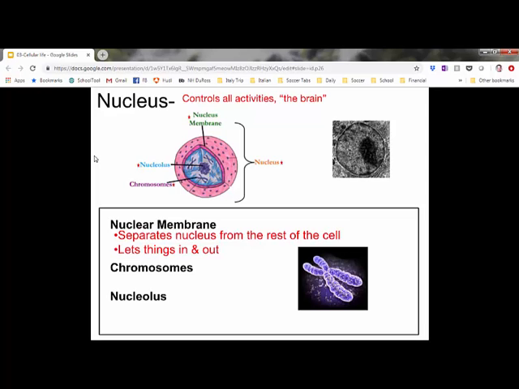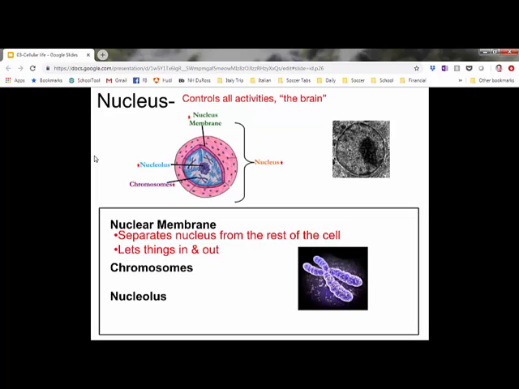So the nucleus is the brain of the cell? No, it is not the brain. The cell doesn't have a brain. It's kind of like the brain of the cell. So notice the quotes, Jack. Do you notice the quotes? So it is not the brain. The cell doesn't have a brain. The cell doesn't think. So the nuclear membrane surrounds it.